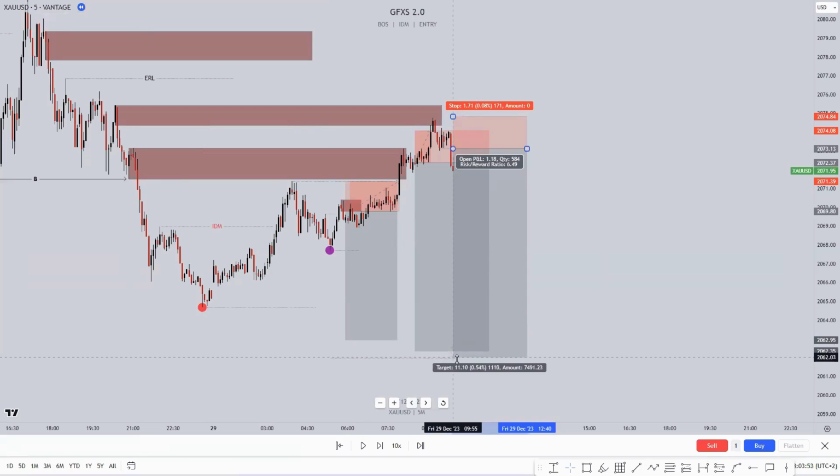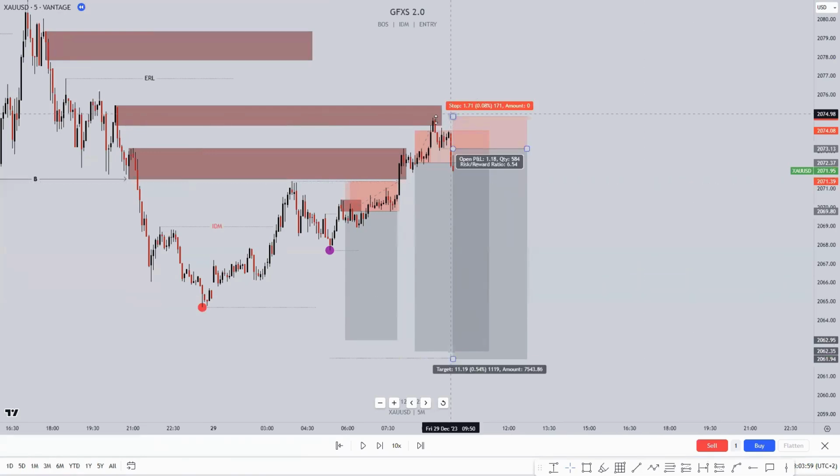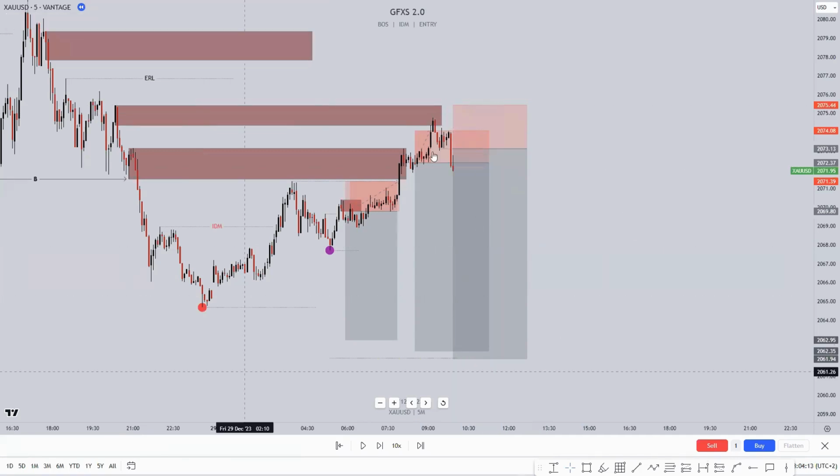So everything is mechanical. You simply need to follow the rules, and then the profits will take care of themselves. So you can place the stop loss above the high like this and get a potential 6R, or you can place the stop loss above this high and get 4R. So either way, this is good for me. I will take this trade, and then let's see how this plays out.